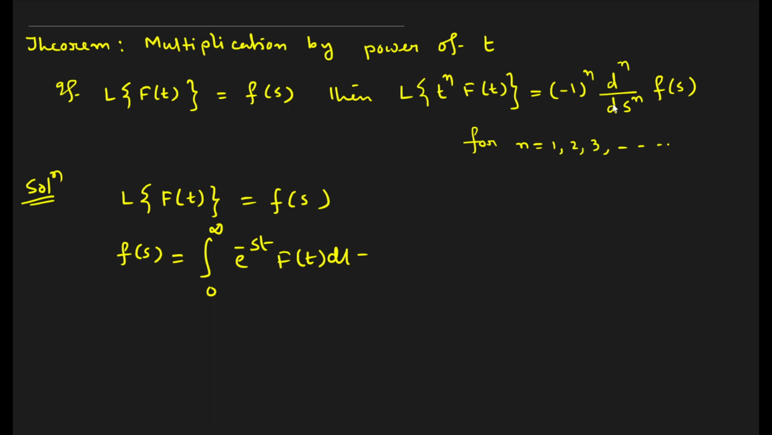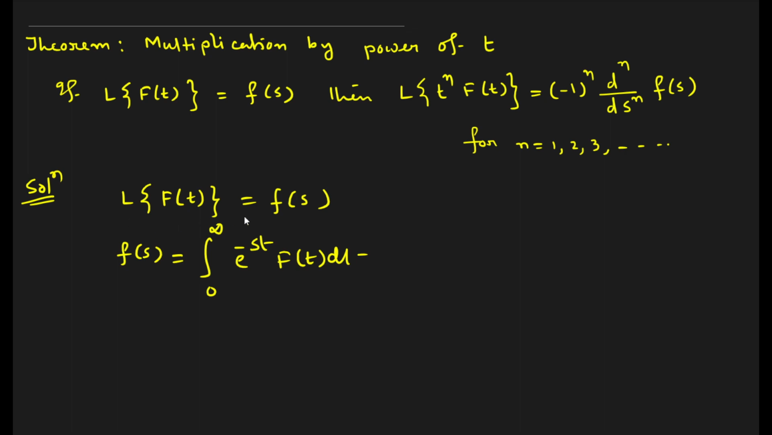Now look at the right hand side. Depending on this particular n, we have to write minus 1 to the power n. If n is an odd number, the minus sign will be there, and if n is an even number, then this will become positive. Then d to the power n by ds to the power n of F of s. So what is F of s? F of s is the Laplace transformation of the function f of t. Okay.